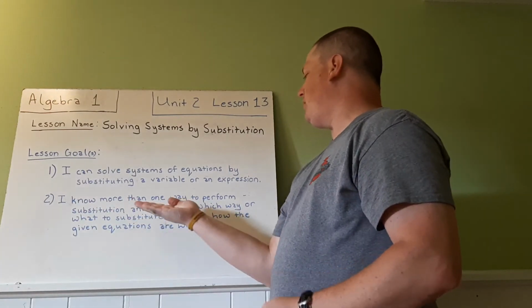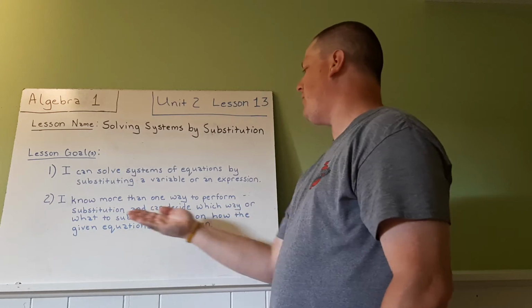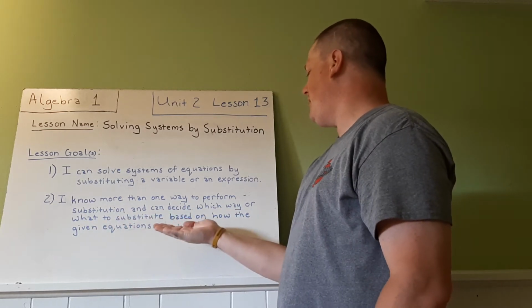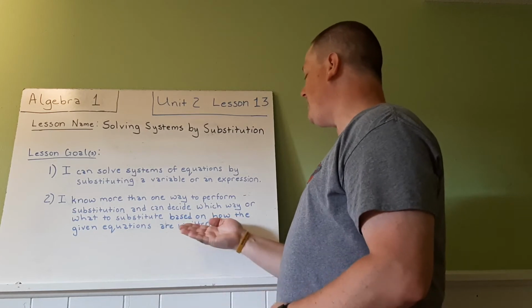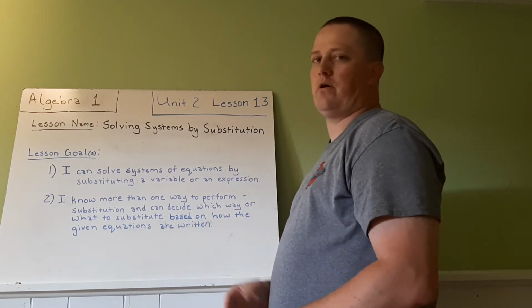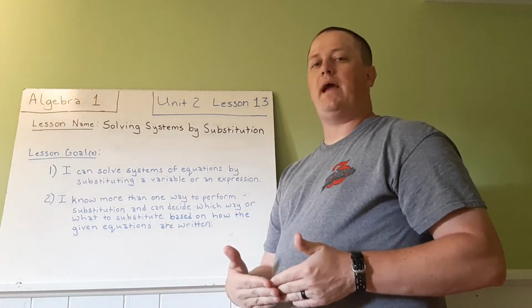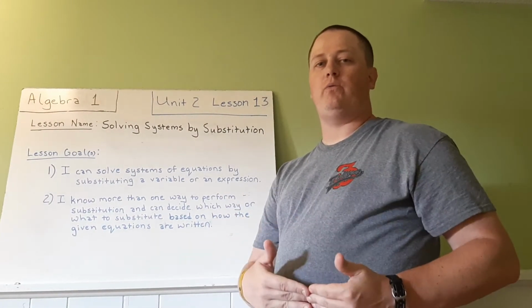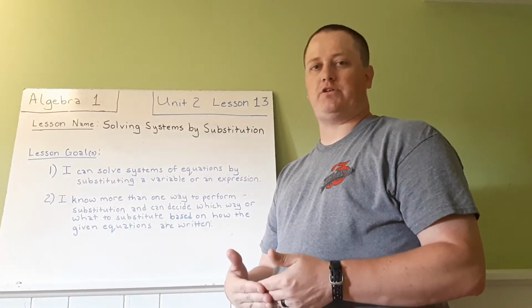I know more than one way to perform substitution and can decide which way or what to substitute based on how the given equations are written. So based off of how the equations are written, we may have a better way of doing the substitution than another way. So we need to have a couple options available to us.